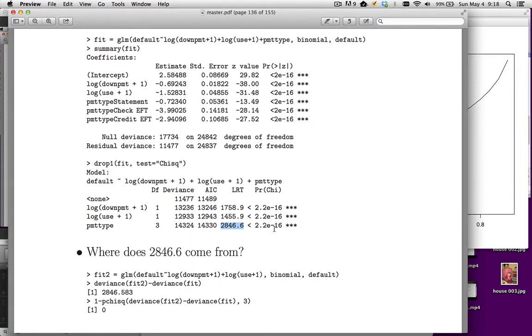If you want to confirm this the hard way, here I estimate the reduced model. There's the reduced model. The difference in the deviances, sure enough, is 2846.6, which is what I got up there. I used the chi-square cumulative distribution to find a p-value of 0. That 0 is just 2.2 times 10 to the minus 16th, rounded.